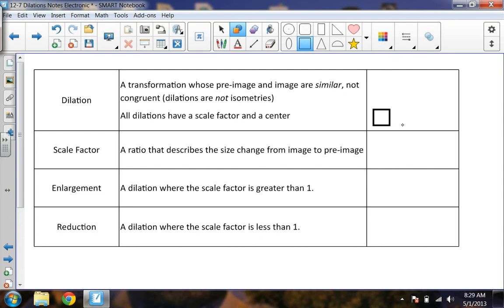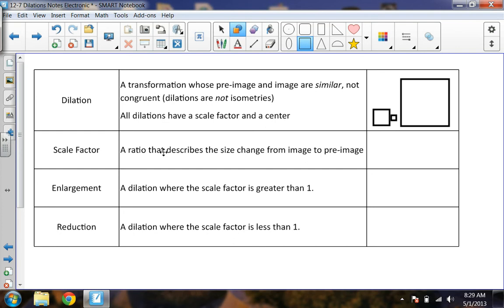A dilation would be taking this square and perhaps making it grow. Perhaps making it shrink. Maybe this is my square. But these are dilations of this square. They're similar, if you remember what similarity means, but they change their size. All dilations have a scale factor and a center. So I think you know what a center is, but we'll talk about that more in a bit. You have to figure out what scale factor means here.